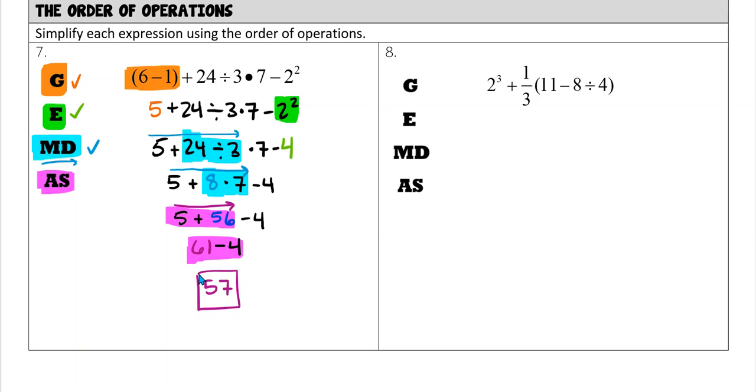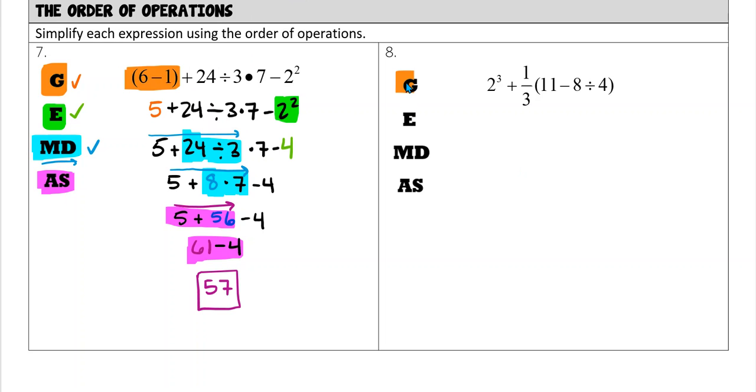So it can be a lot of steps, but the order of operations tells us exactly what to do. We're going to follow that order every single time and see where we end up. So go ahead and pause the video and try the next one on your own. All right, so let's check our work and see how we did.